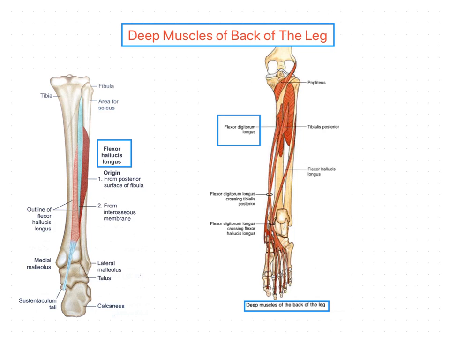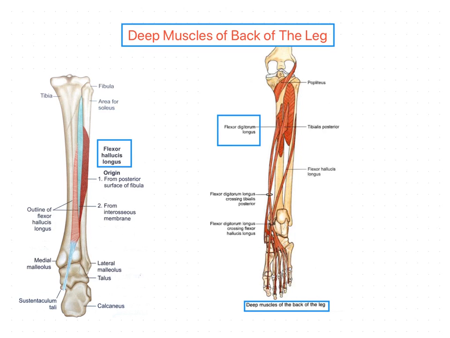Dear students, welcome back. In this session, we are going to discuss the deep muscles of the back of the leg. The deep muscles are flexor hallucis longus, flexor digitorum longus, tibialis posterior, and also popliteus, which is also included in the deep muscles of the back of the leg. So this popliteus we have already discussed. So now we will discuss one by one.